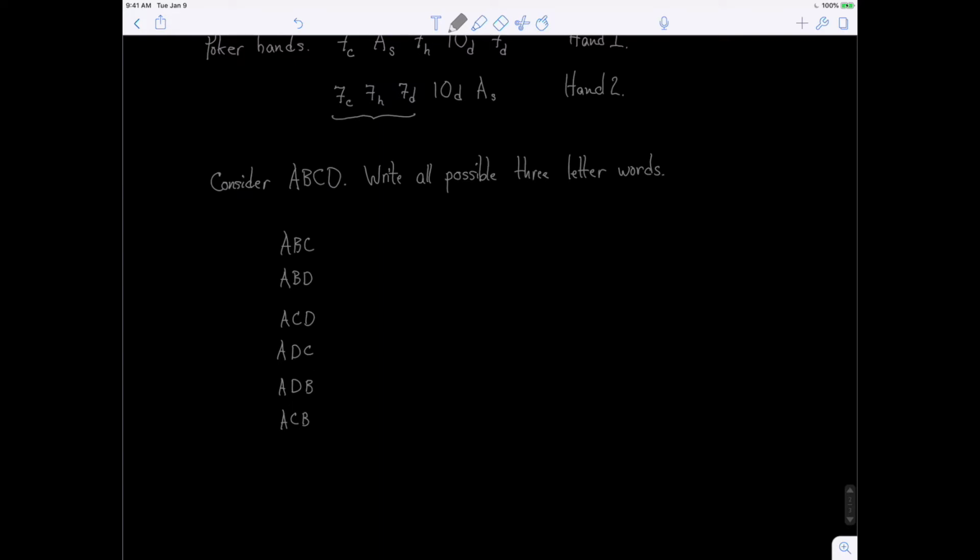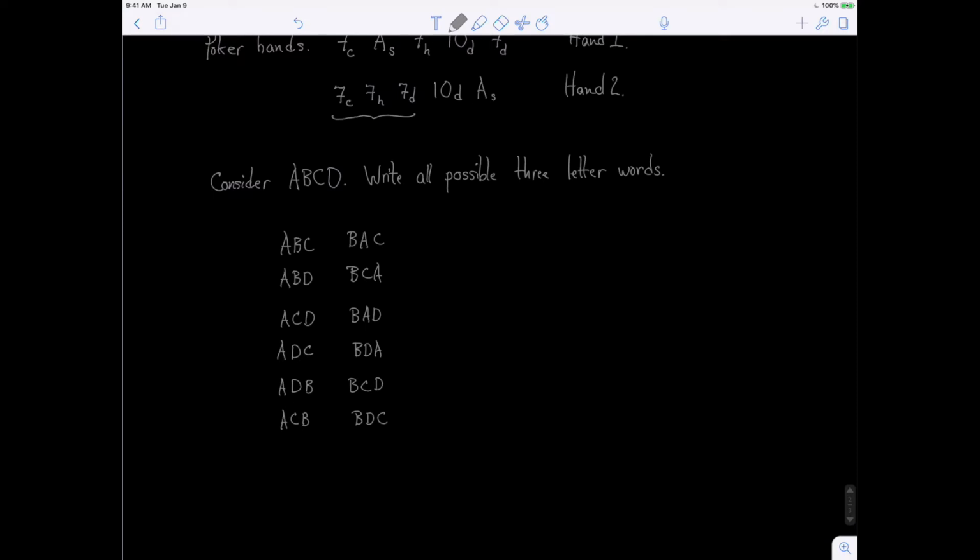All right, now let's try it again. Now let's start with the letter B. If I start with B, I could do B, A, C, and then I could switch those. I could do B, C, A, and then B, A, D. I could do B, D, A, or, oh, we need B, C, D, and finally B, D, C.